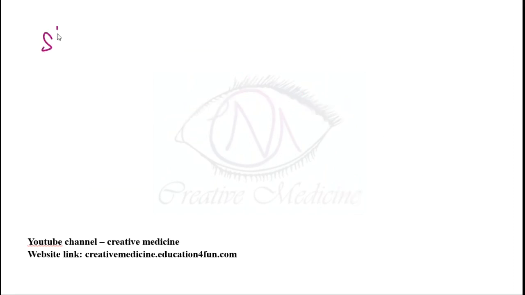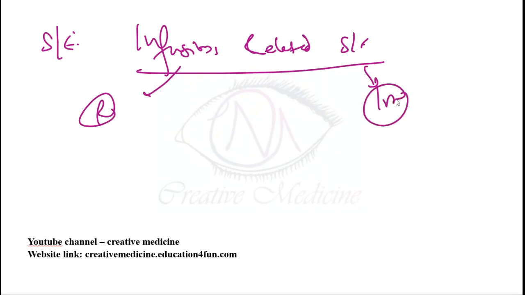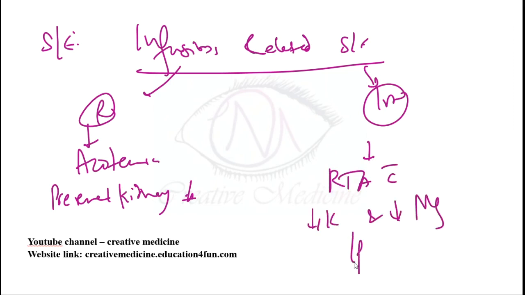Then we have the other side effects. The other side effects include infusion related side effects. There are reversible side effects and irreversible side effects. Reversible side effects include azotemia and pre-renal kidney failure. In irreversible side effects, renal tubular acidosis is seen with hypokalemia, and hypomagnesemia is seen if more than 4 grams of cumulative dose is given.